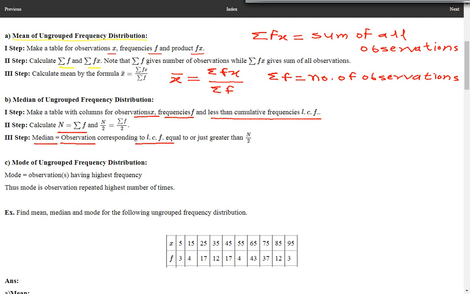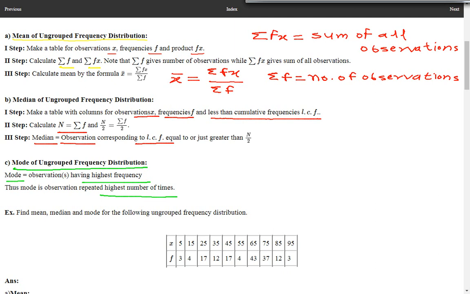Finally, let us see how to find mode. So mode of ungrouped frequency distribution is obtained as an observation which has highest frequency. So mode is that observation which has highest frequency. In other words, mode is observation which is repeated highest number of times. So let us see an example.